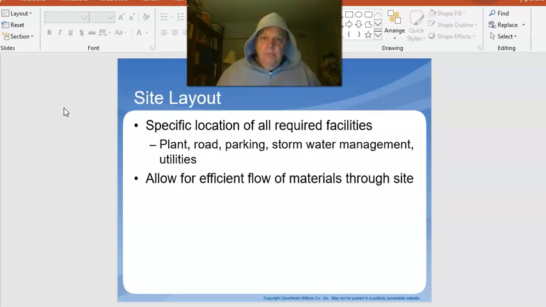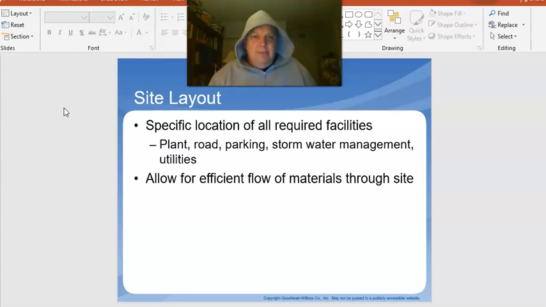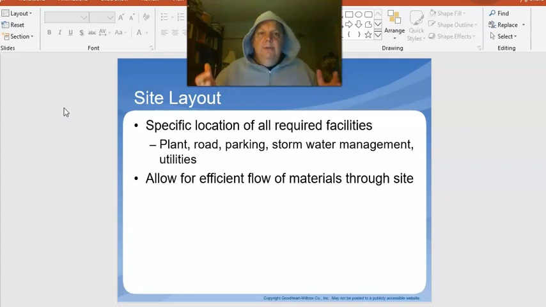Site layout. Specific location for all required facilities. The plant, the road, the parking, stormwater management. Yeah, what if, by freak chance, you don't have good flooding management at that chemical plant? That just might spread the chemical out all over the place where it wasn't wanted. Again, things like that. Same thing for utilities. And again, allow for efficient flow of materials through the site. Is it easy to get the stuff to the site? The power, the raw materials, the people. All those things are considerations when you're looking at a site layout.